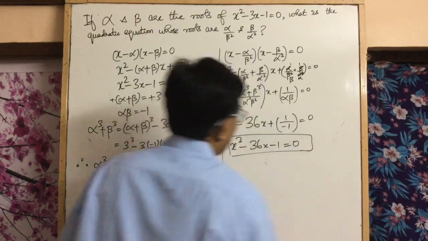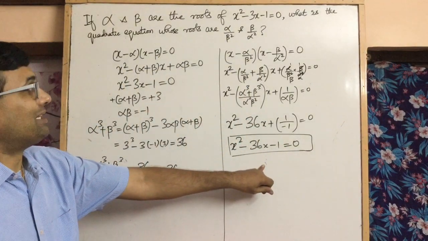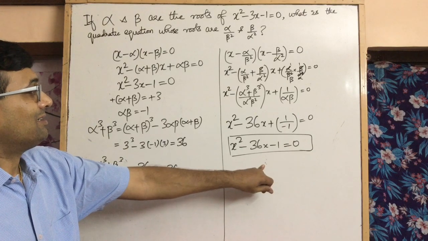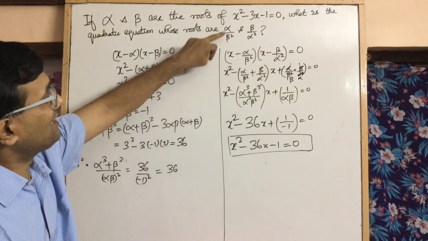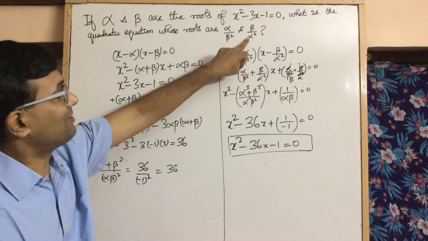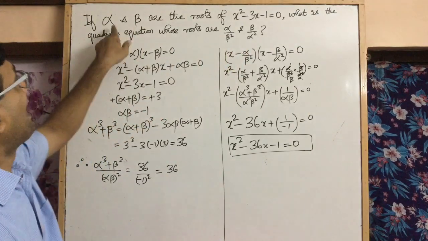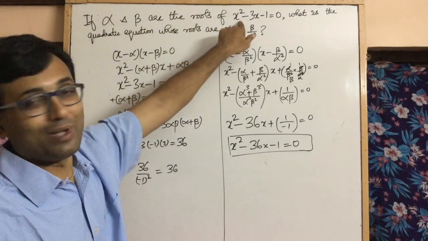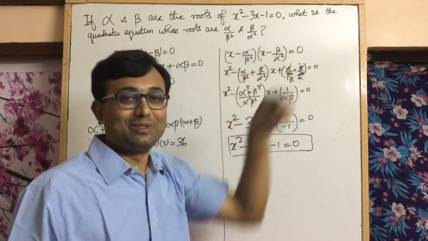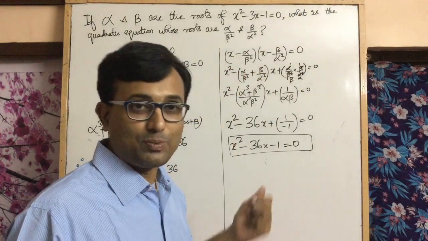This is the quadratic equation whose roots are going to be alpha divided by beta squared and beta divided by alpha squared, where alpha and beta are the roots of x squared minus 3x minus 1 is equal to 0. Hope you understood this problem.